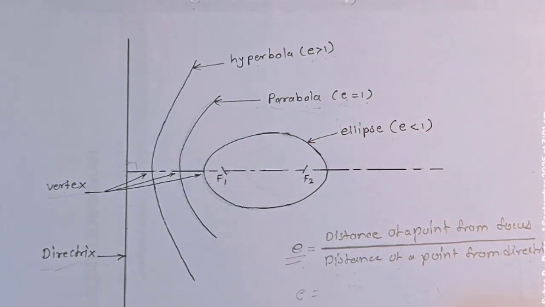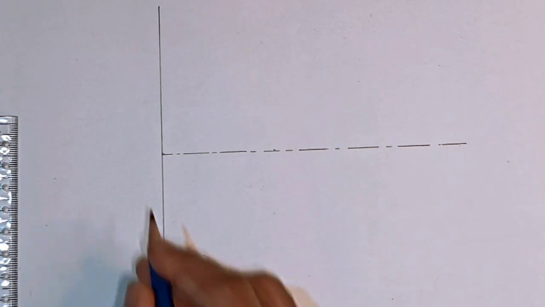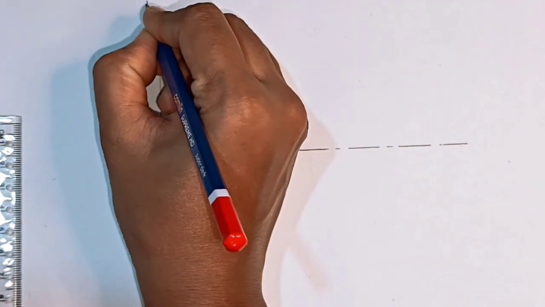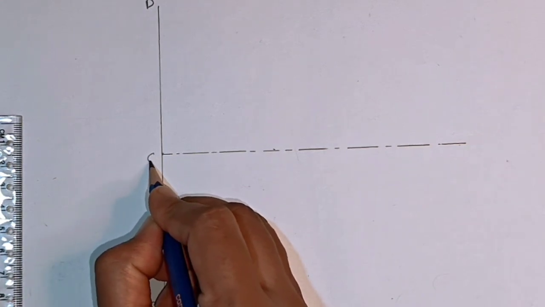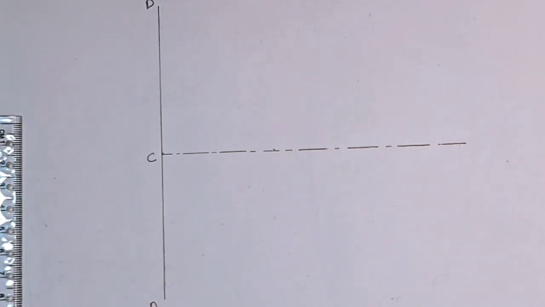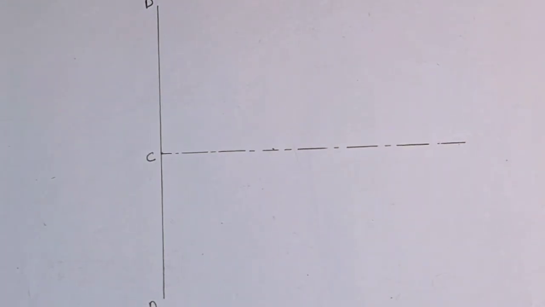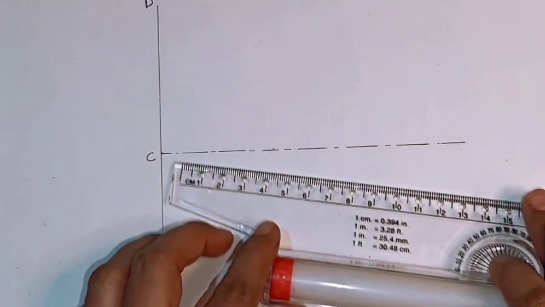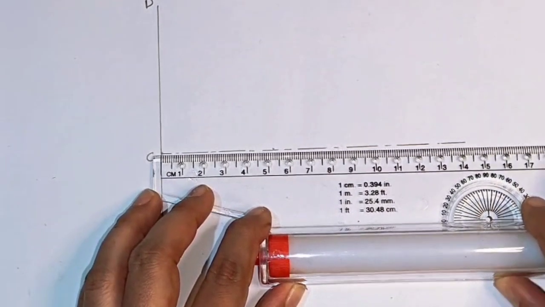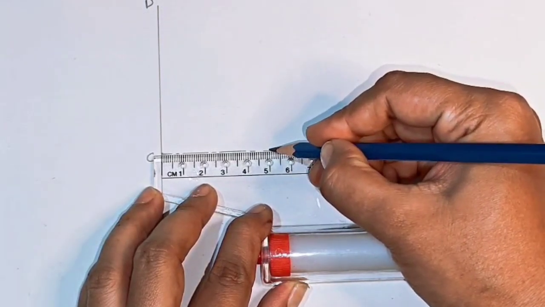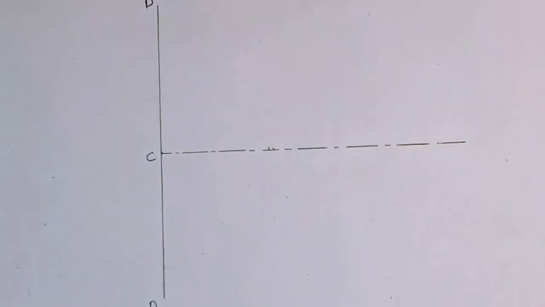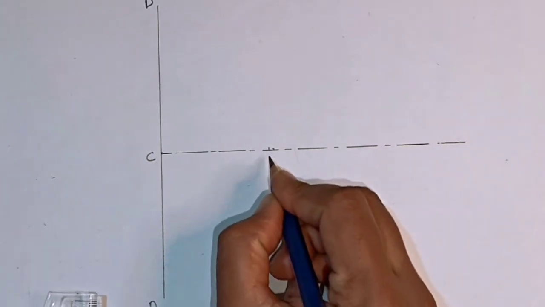So a question may ask in exam like construct a parabola when the distance of focus from directrix is 50 mm. Means what? The focus distance from directrix is given as 50 mm. Draw one straight line as a directrix, that is capital D. Then take one point C on that straight line. From C, draw one perpendicular line, that is axis. And as given in the problem, mark focus at 50 mm from directrix.